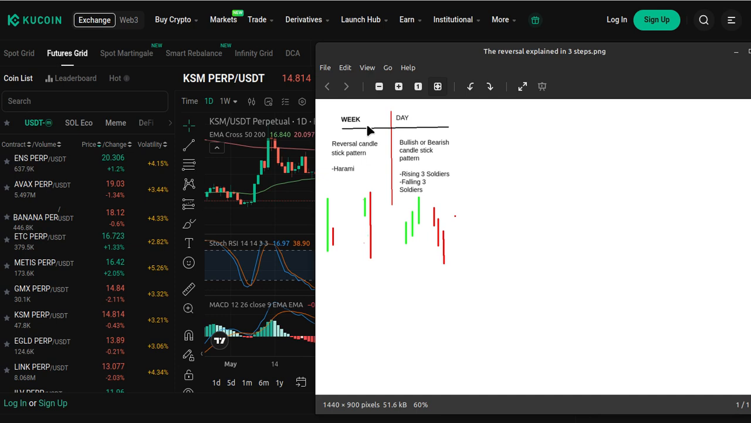Basically, this is the strategy. On the week, it will show either a bearish harami, which is this one here, or a bullish harami, which is this one here. Now on the bearish harami, you have the falling three soldiers, represented by these three lines here. If it's a bullish harami, it will be rising three soldiers. This is my strategy. This is my chart pattern. It's my favorite chart pattern. Basically, it's a reversal on the week with a trend on the day.